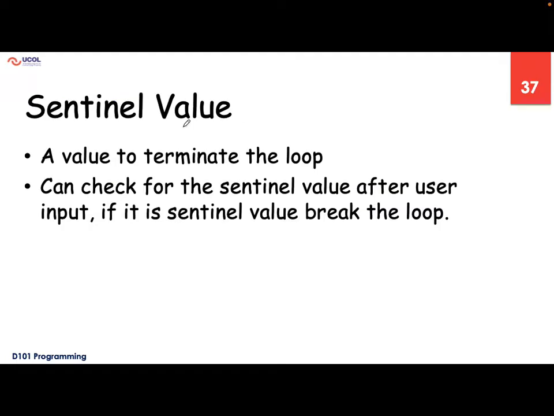Sentinel value: the value which helps us to break the loop. Just like we check if the user is giving the 0 value, then we put a break. So a value to terminate the loop can be checked for the terminal value after user input, and if it is the sentinel value, then break the loop. If the sentinel value is there, we can check this in the if condition, and if that sentinel value happens, we put a break statement and it will stop that loop.